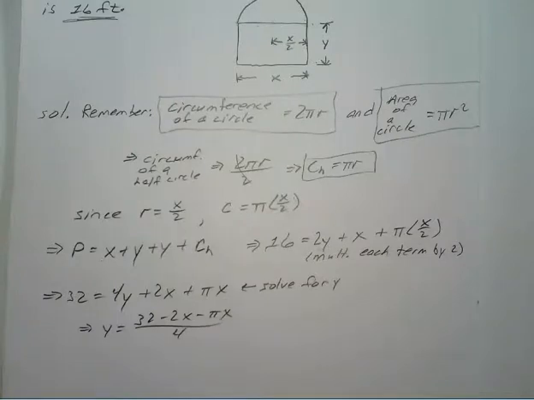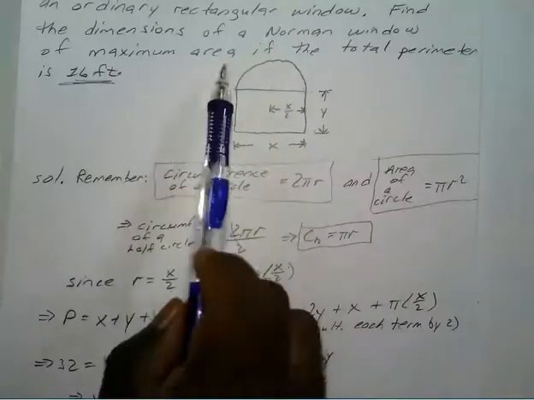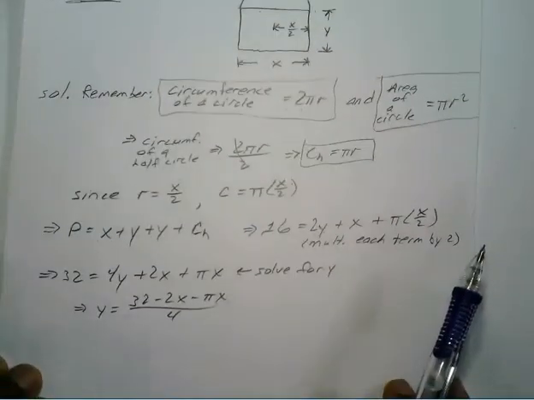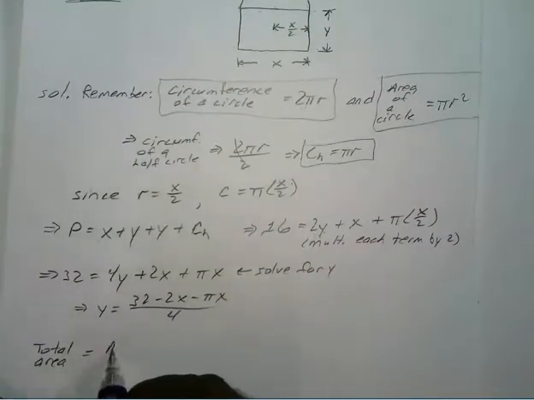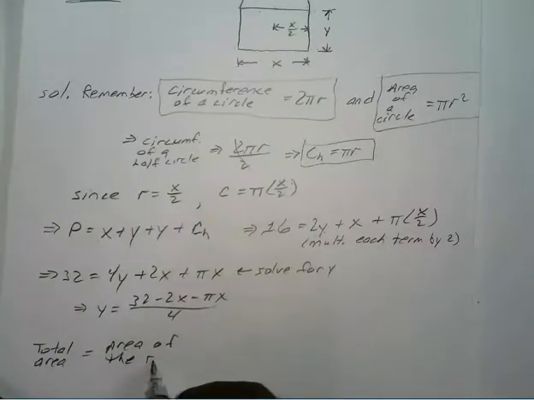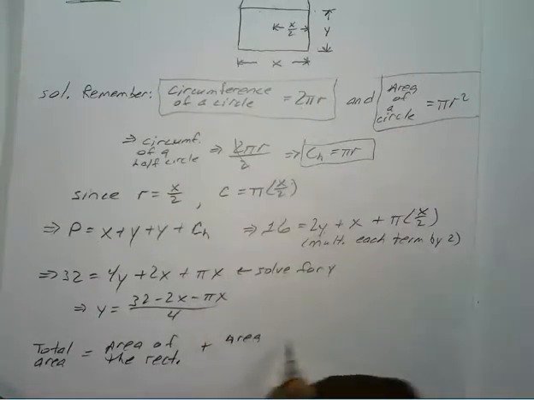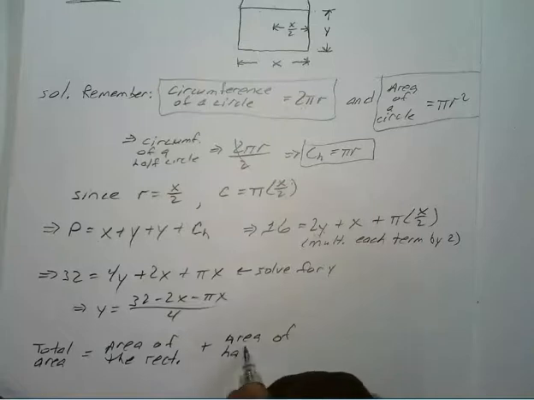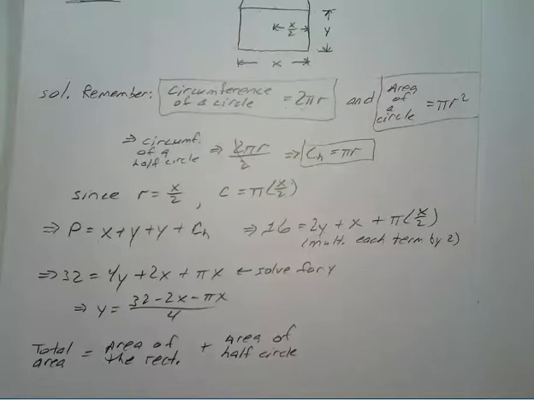All right. Now, going from there, we're looking for the maximum area. Remember, that's our problem. So since we're looking for the maximum area, we know the total area is equal to the area of the rectangle plus the area of the half circle, where we know that the radius is equal to x over 2.